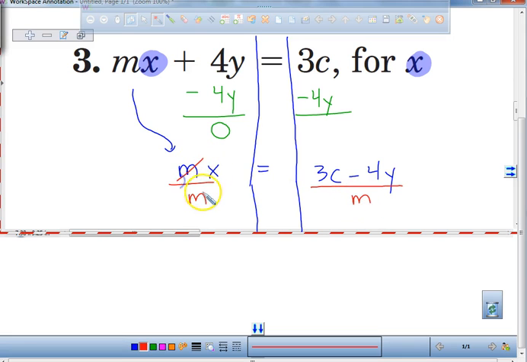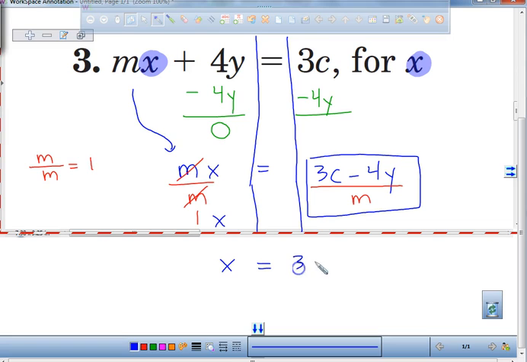And these m's cancel out to the number 0. Nope, not 0. M divided by m is 1. So this just becomes a 1, and this is x. We don't have to say 1x. All we have to do is just say x. Just like I don't have to say 1 Lauren or 1 Gorgon. I can just say Gorgon or Lauren. So what's our final answer? X equals 3c minus 4y divided by m. That's it. That's your final answer for problem number 3.